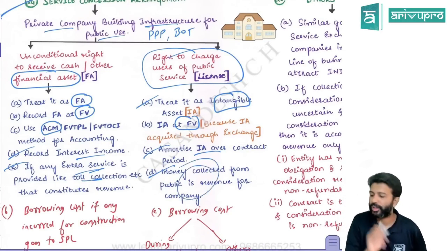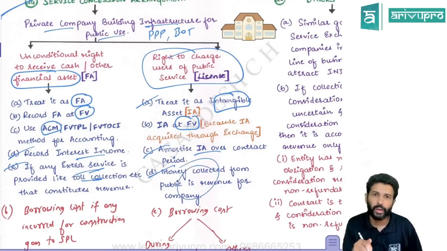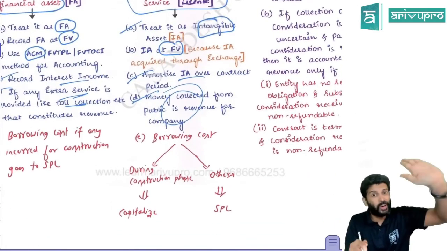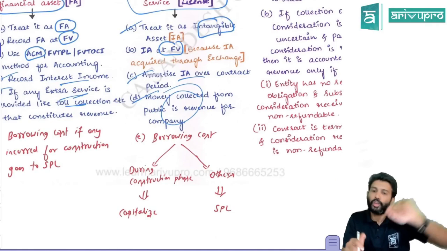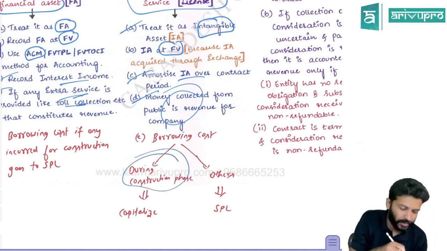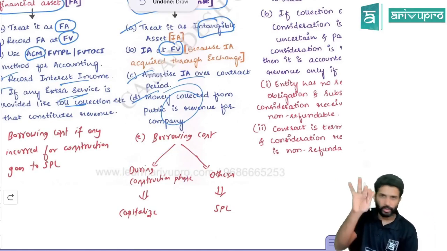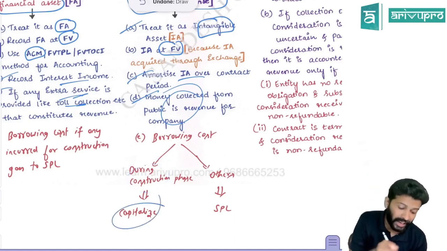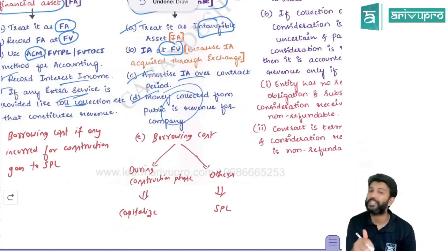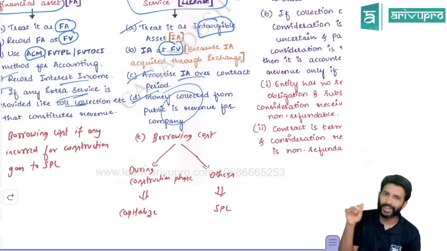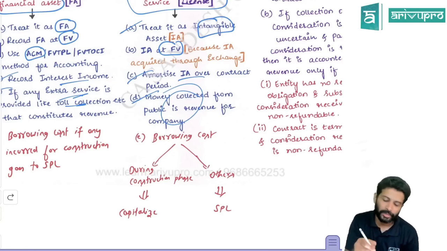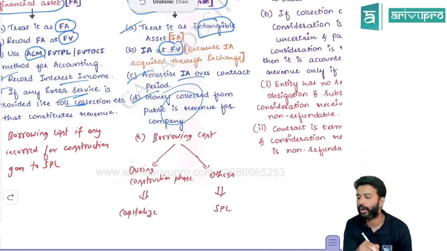The toll collected becomes your revenue. That is the aspect. So here, if you have incurred borrowing cost, you already have an intangible asset. During the construction phase, constructing a highway will take some time, and whatever borrowing cost you've incurred during it, you can capitalize to the cost of the intangible asset. Once the highway is ready to use, borrowing cost capitalization stops. Henceforth, any borrowing cost incurred will go to P&L.